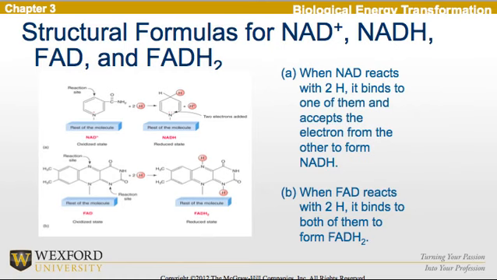Looking more closely at the structural formulas for NAD+, NADH, FAD, and FADH2, when NAD reacts with two hydrogens, it binds to one of them and accepts the electron from the other to form NADH. Conversely, when FAD reacts with two hydrogens, it binds both of them to form FADH2.